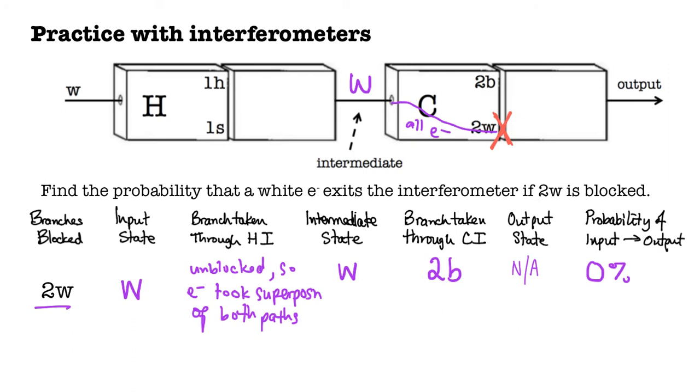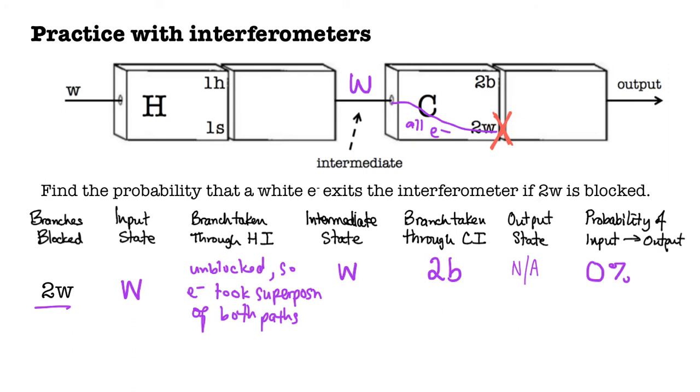That said, if we change the setup so that instead of shooting white electrons into the apparatus, we shot blue electrons into the apparatus, then those blue electrons would remain blue after the hardness interferometer because it's unblocked and unwatched, and all of those blue electrons would take the blue path and make it to the output. So in that case, if you put a blue electron into this apparatus, the probability of transmission would be 100%, and the output state would be blue.